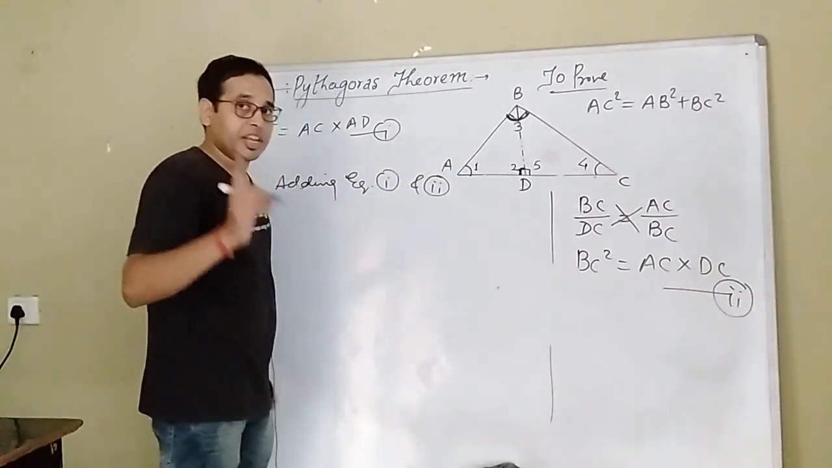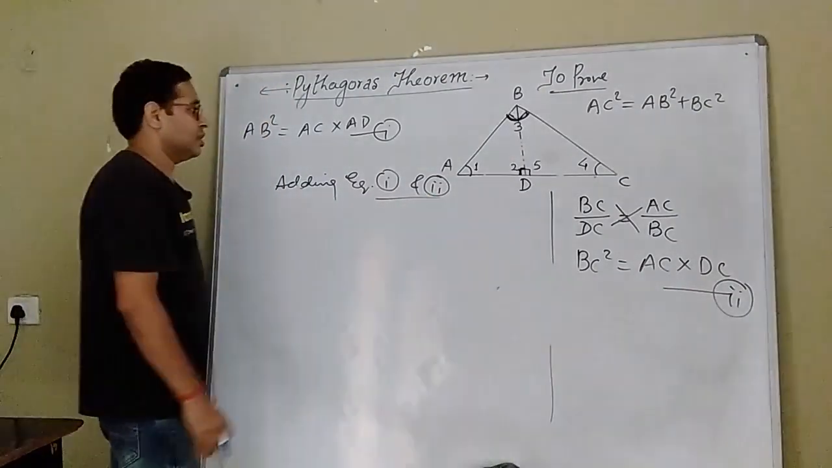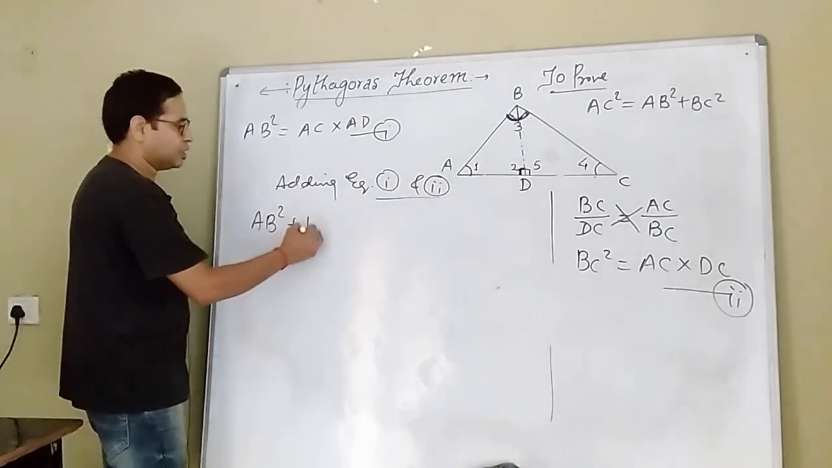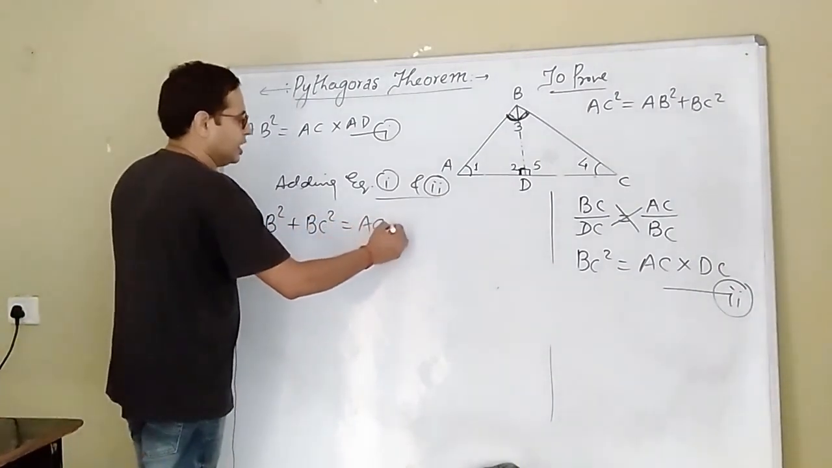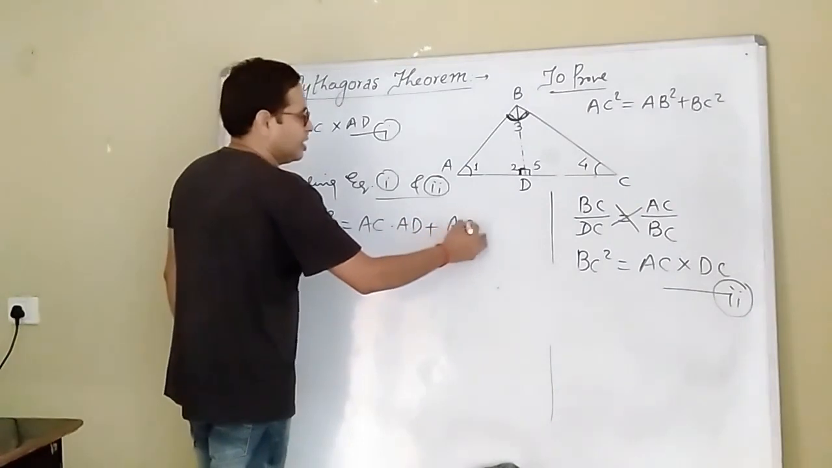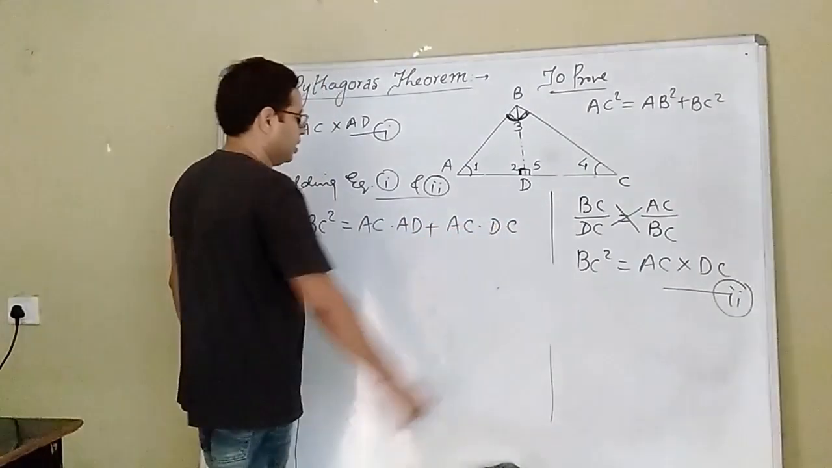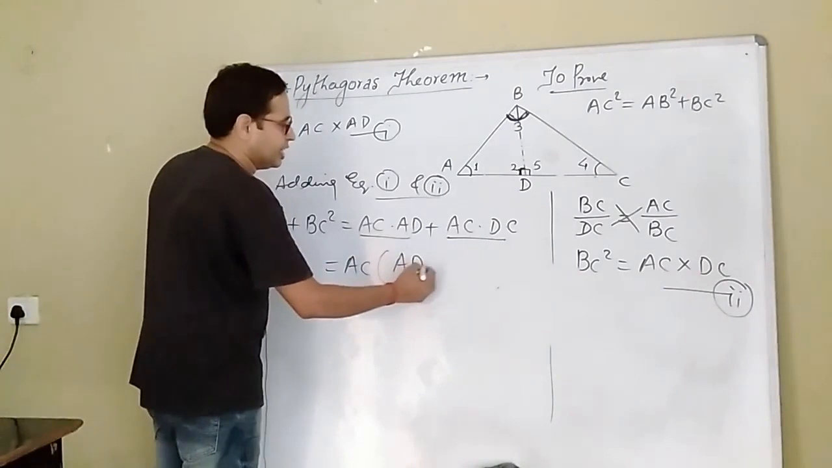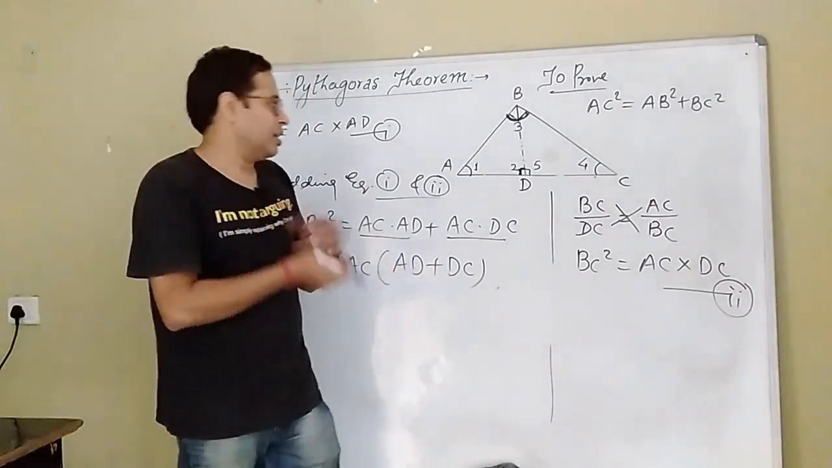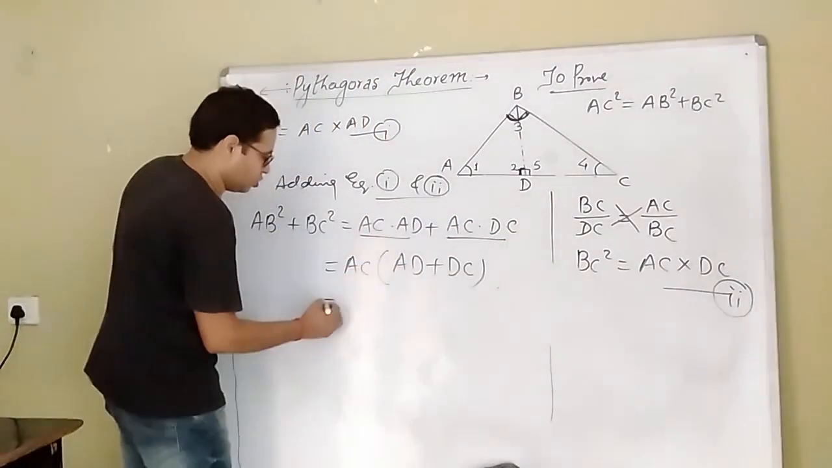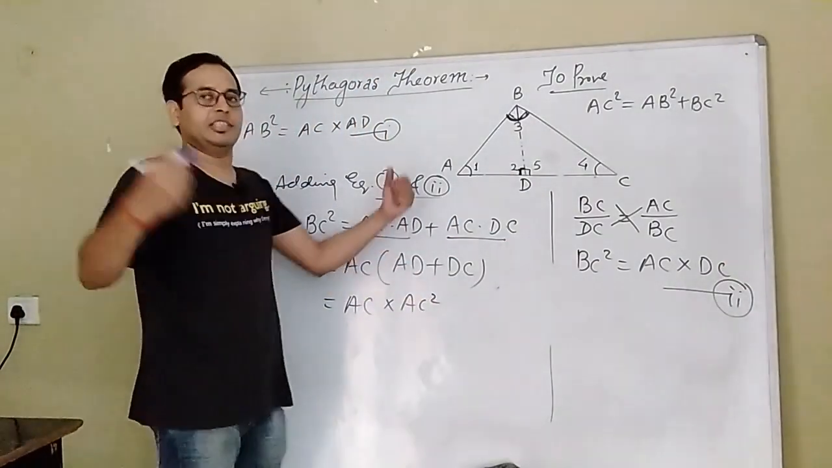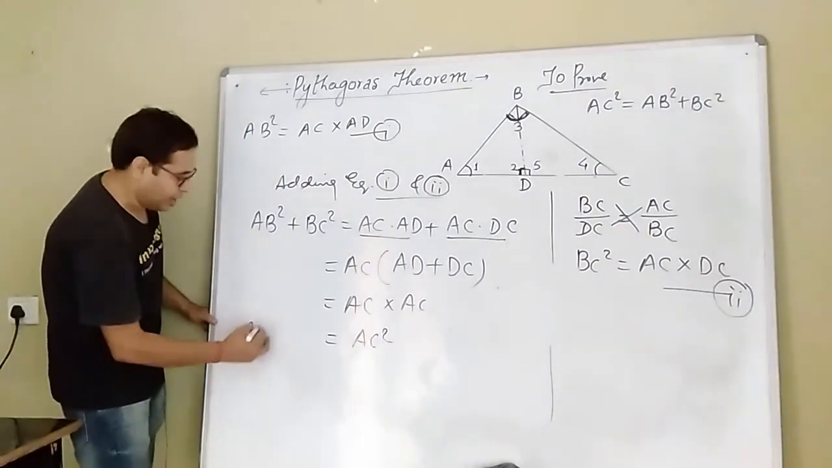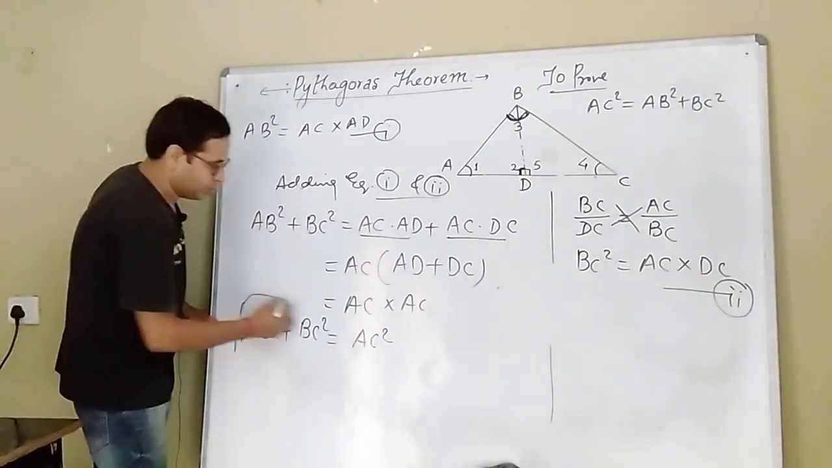Adding equation 1 and 2, this theorem is very, very important. Okay? Often it is asked in the board examination. So try to understand it well. If I add both the equations, what I'll get? I'll get AB square plus BC square equals AC into AD plus AC into DC. AC is a common item. We can take common AC. Isn't it? Bachega AD plus DC. Now AD plus DC makes what? AD plus DC makes AC. So AC into AC, to banega AC square. Therefore we have proved that AB square plus BC square equals AC square.